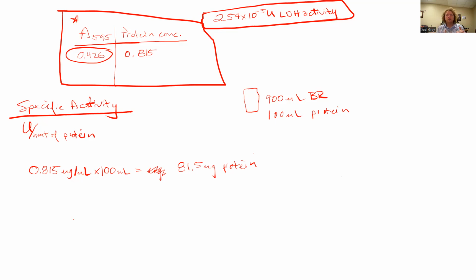Now, what we want to do is compare the amounts of protein to the units of enzyme activity. And that will give us a little bit more insight into which sample has the most lactate dehydrogenase. The sample that's most enriched for lactate dehydrogenase is your sample that has the highest specific activity. So I will take my 2.54 times 10 to the negative fifth units of LDH activity, divide that by 81.5.